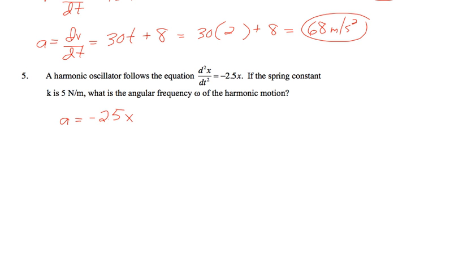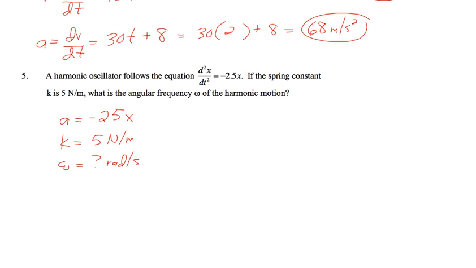Now the problem also gives me the k. So the k is 5 newtons per meter. And it says, what's the angular frequency of the harmonic motion? I'm even putting what the variable is that I'm asking for. That's going to be radians per second.